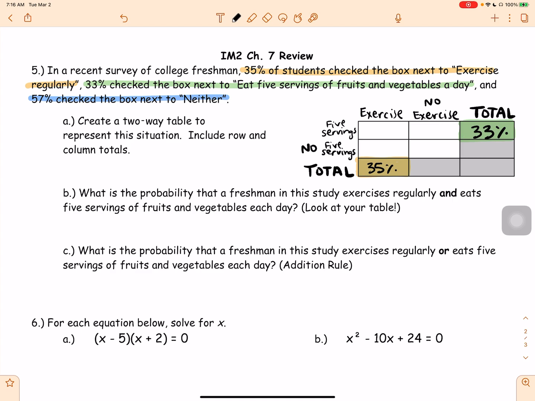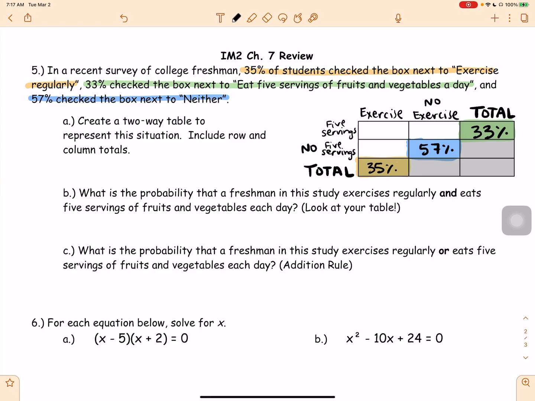Okay. 57% check the box next to neither. So that's going to be where no 5 servings and no exercise intersect, right there in the middle. So right here is the students who don't exercise and who don't eat healthy, or eat their total 5 servings. All right, so here we have 57%.